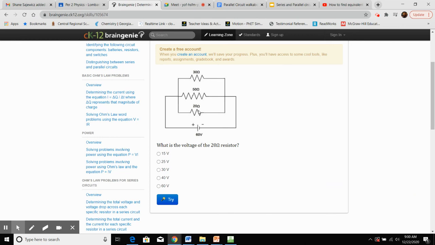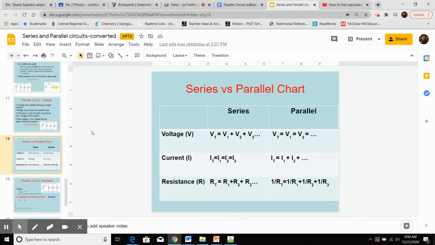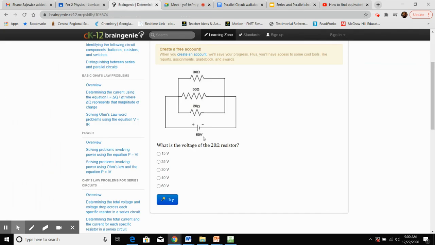Well, if we went back to our equations, the total voltage is equal to the voltage going through V1, V2, etc. So guess what? What is the battery voltage? The total is 60. So that means we are going to have what? It's got to be 60.